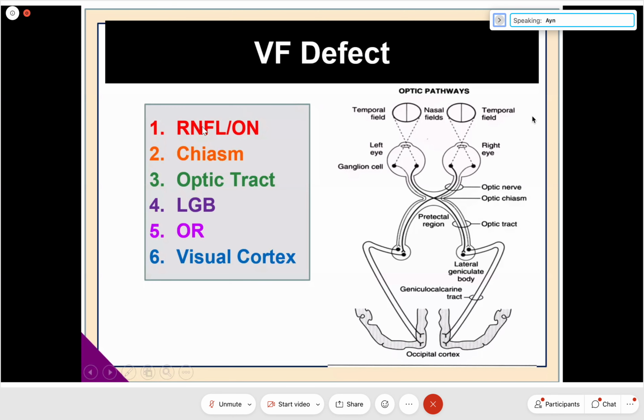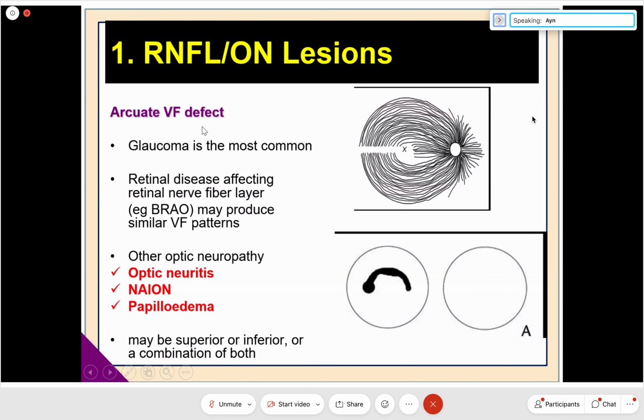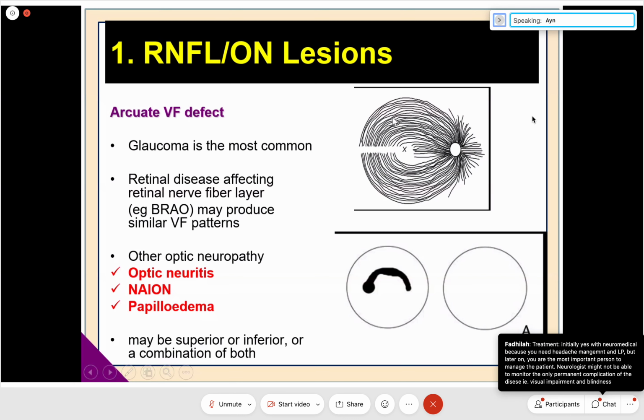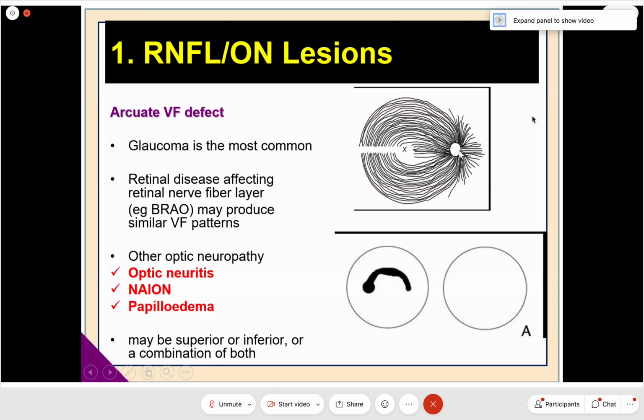Alright. First, we go to RNFL and optic nerve. As we know, the arrangement of the RNFL is like this. The nasal fibers go directly to the optic nerve, whereas the temporal fibers have an arcuate shape before they go to the optic nerve.